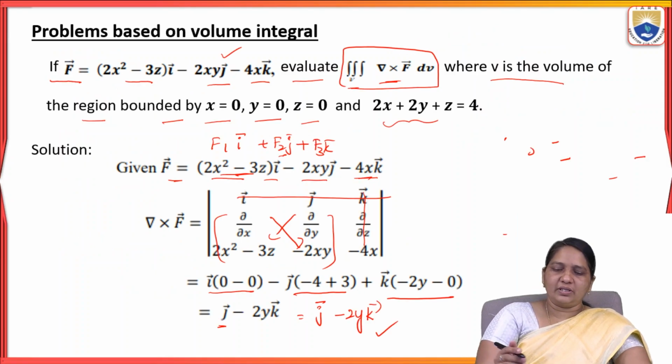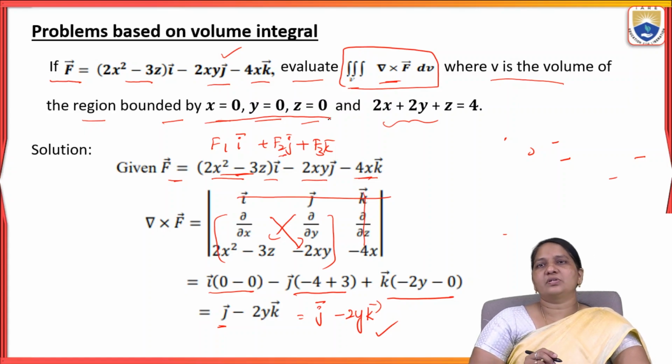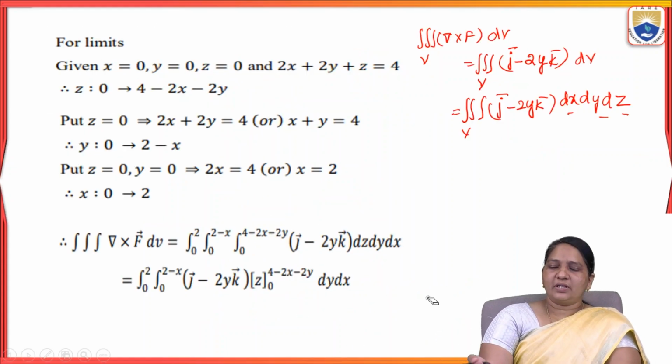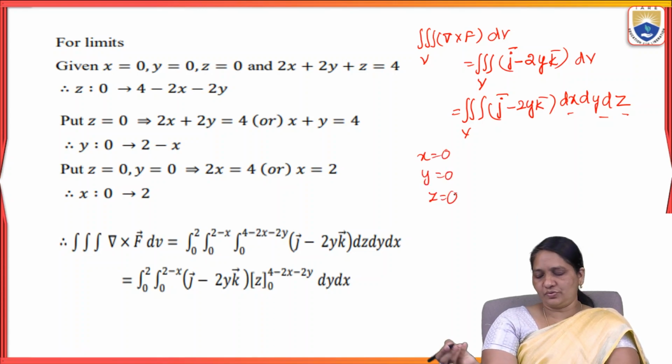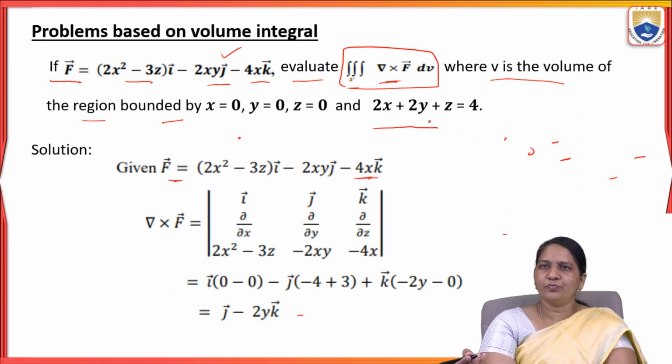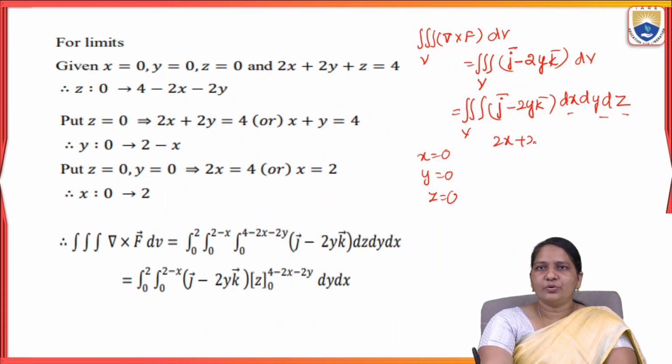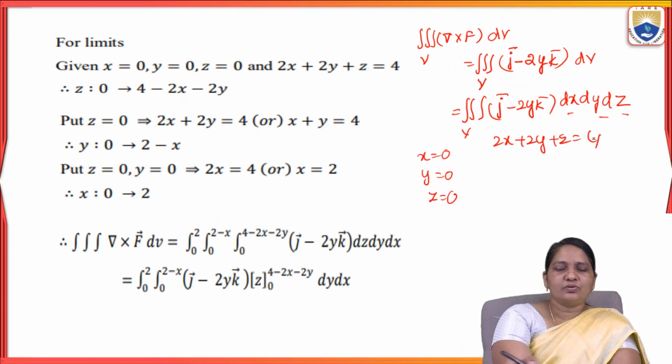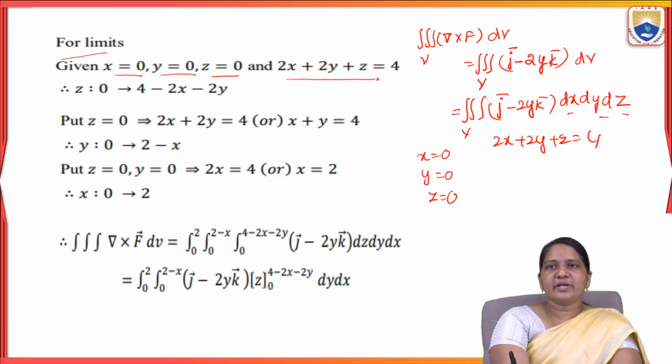In the question they gave x equal to 0, y equal to 0 and z equal to 0. And one more plane also they gave. What is this? 2x plus 2y plus z equal to 4. For limits we are writing here given x equal to 0, y equal to 0, z equal to 0, and the plane is 2x plus 2y plus z equal to 4. So from this we are going to find the z limits, y limits and x limits.